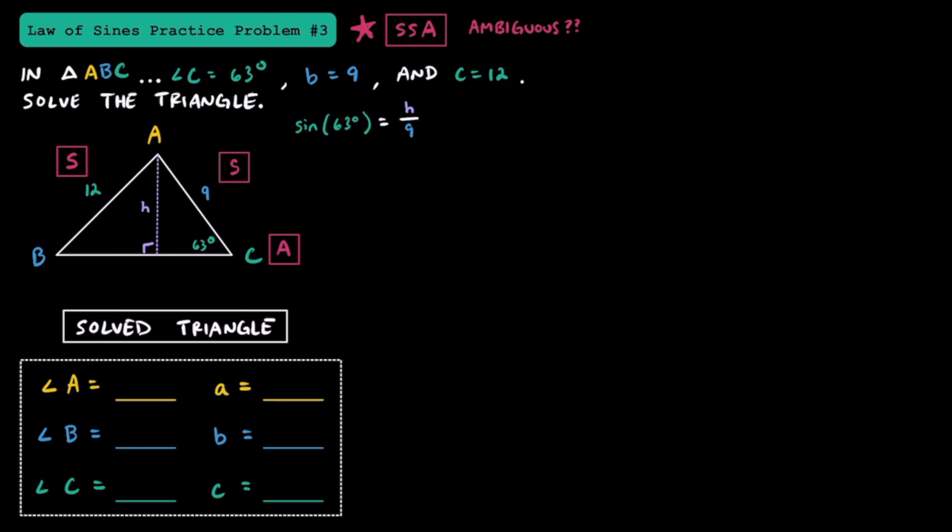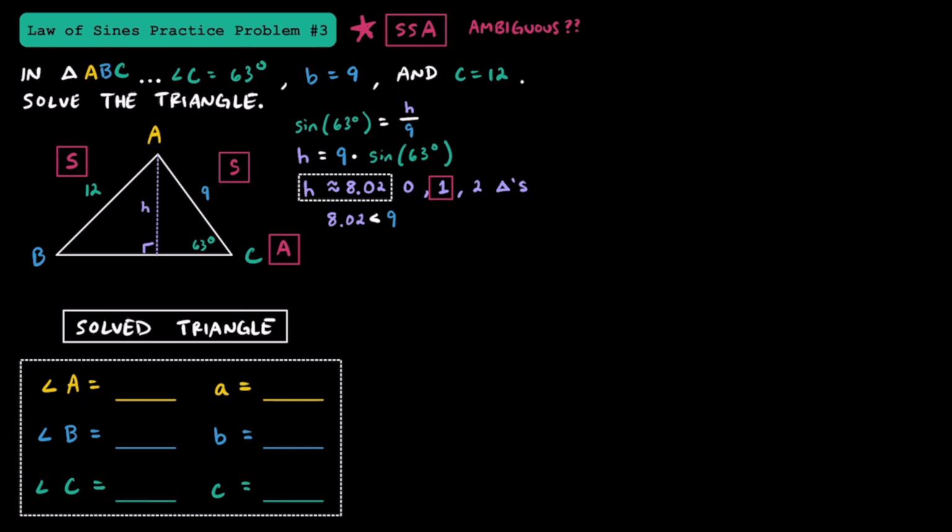Because drawing the height or the altitude creates a right triangle, we can use our good old SOHCAHTOA and write sine of 63 degrees is equal to h over 9. Multiplying both sides by 9, we can say that h, or the height, is equal to 9 times sine of 63 degrees. Plugging that into a calculator, we find out that our height is approximately equal to 8.02.